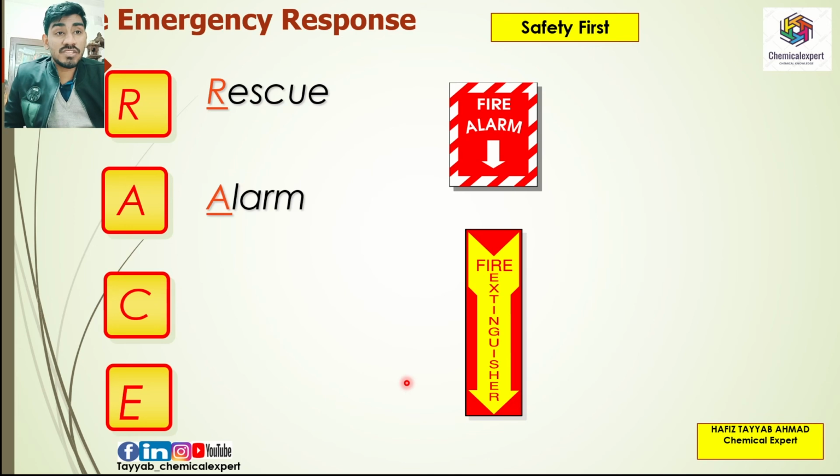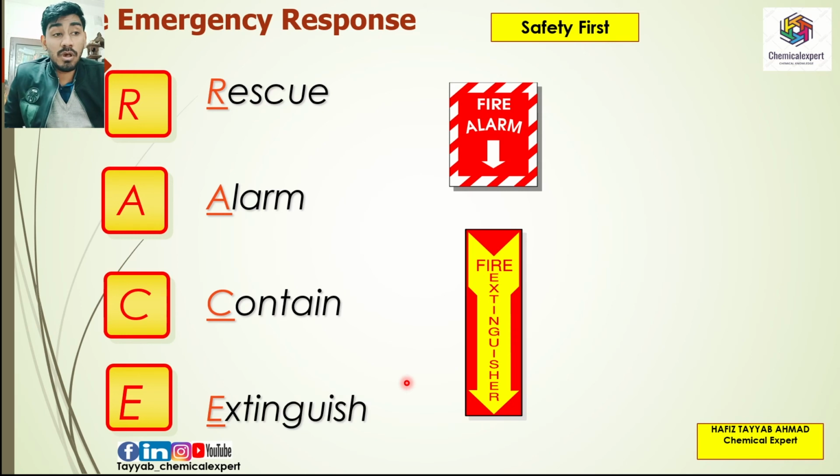Second, turn on the alarm. First, rescue people. Second one is turn on the alarm. Third, contain. Remove those materials. Those people who are in that area are gathered at the assembly area, and then you have to use any extinguisher. So: rescue, alarm, contain, and extinguish.